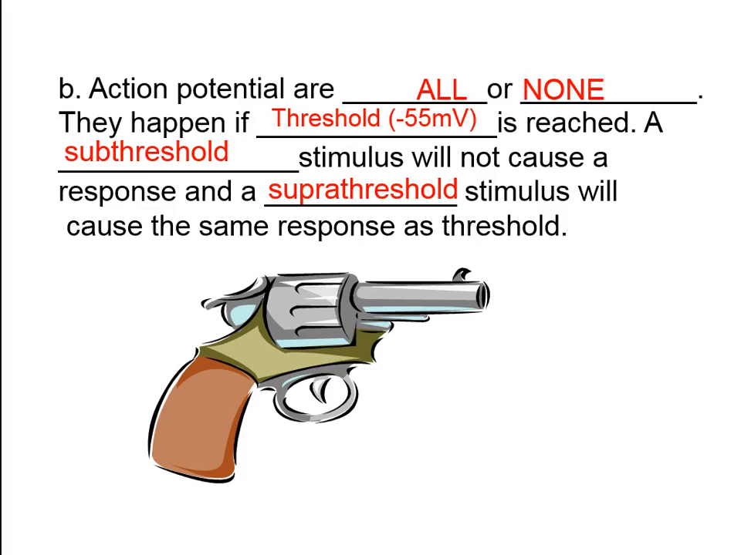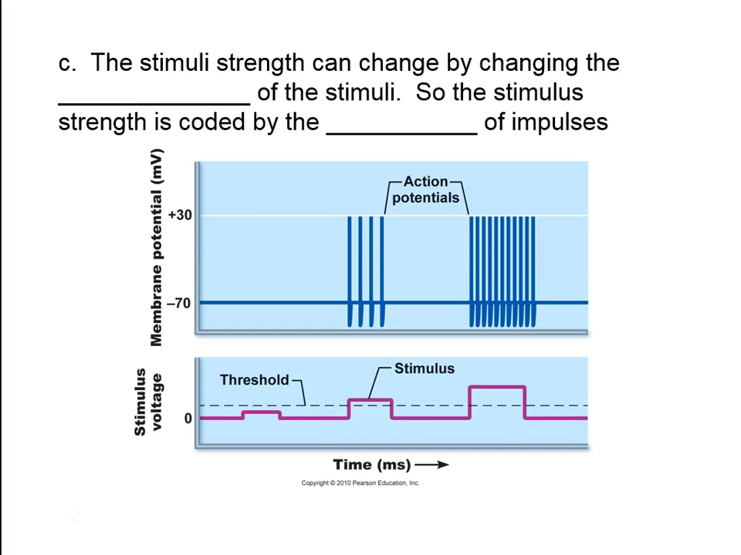It's all or none. The stimulus strength can then change the same way we change the muscle strength, either by the frequency of the stimulus or... let's do frequency of the stimulus first. So the stimulus strength is coded by the frequency of impulses. And I think I gave an example in the muscles, like if you had a headache. If you had a mild headache, it might be an action potential being sent like that. But if you have a really bad throbbing headache, they may be sent like that.